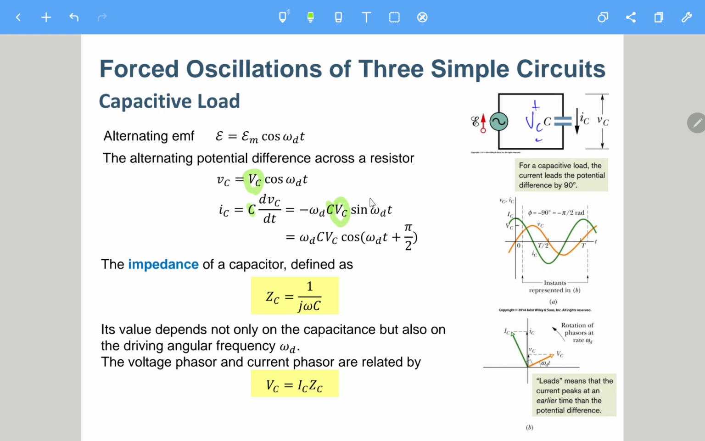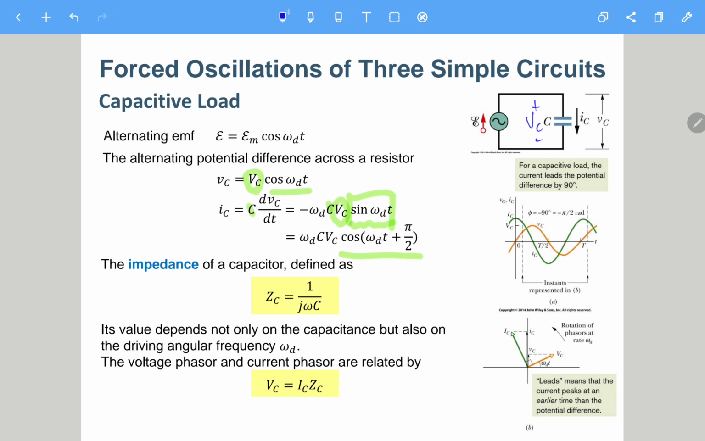Take the derivative of the argument omega_d t. So this is the first order. Take the derivative, it becomes omega_d, due to the chain rule. So negative omega_d C V_C sine of omega_d t. Later we still try to change it back to cosine, so that we can compare the phase between this one and this one.